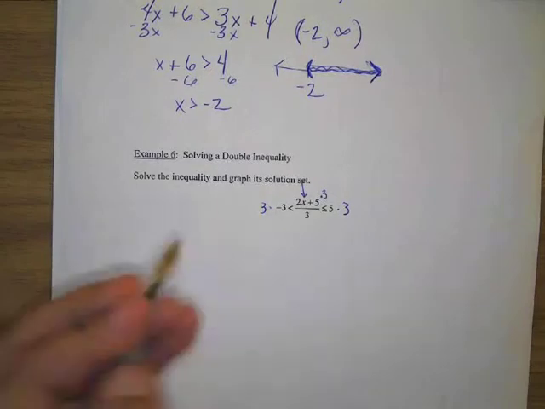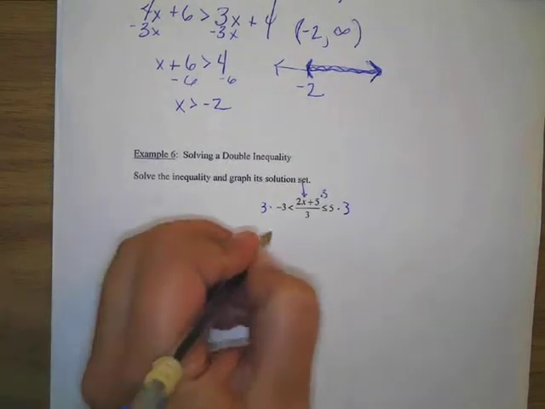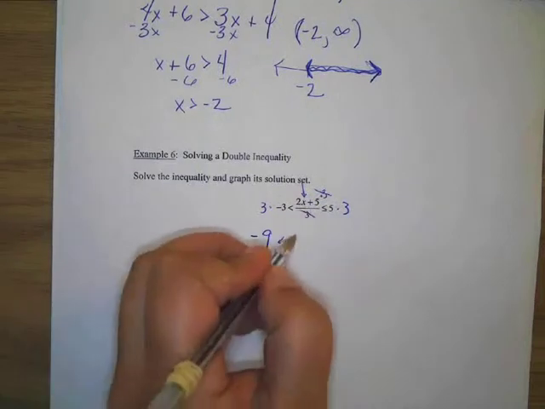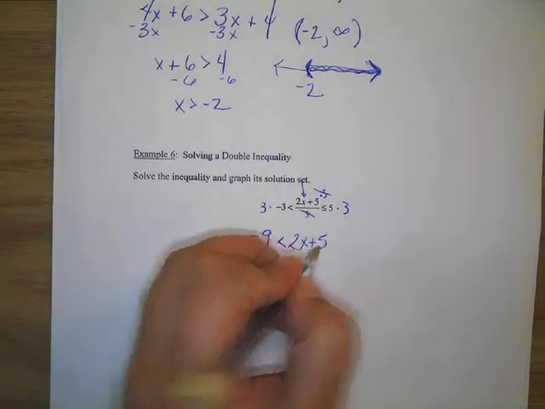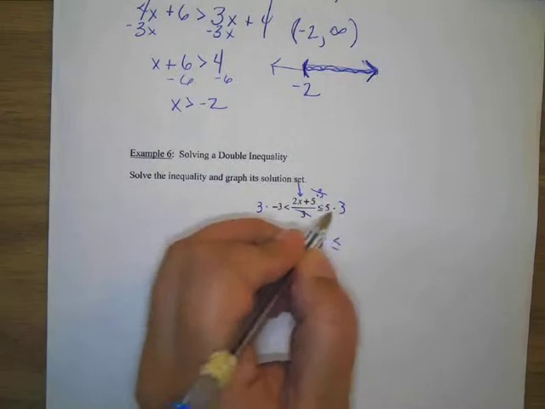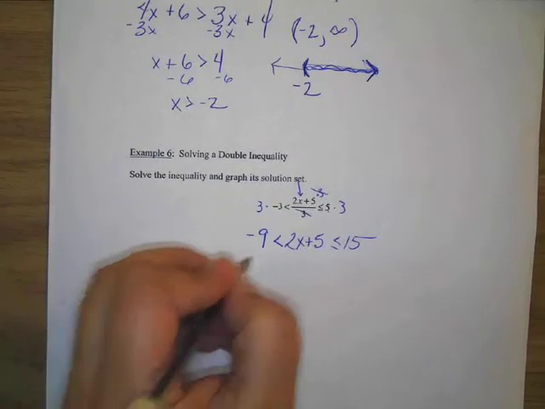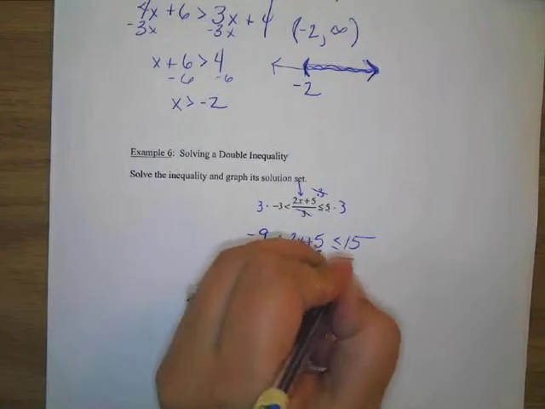So it's 3 times negative 3. Nice. Here, these ones cancel. So we're left with 2x plus 5. And that's less than or equal to 15. Now what are we going to move? 5. Subtract the 5 from all 3 parts.